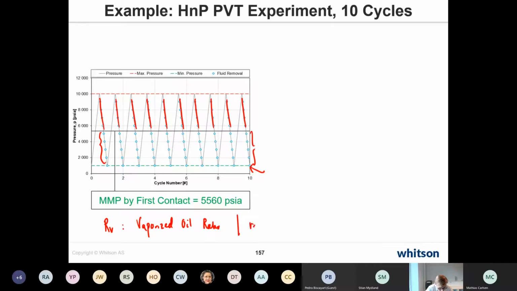SB's nomenclature for that is just the little RS, which is also called the solution CGR, so condensate gas ratio. Okay, so EOR efficiency is decreasing.